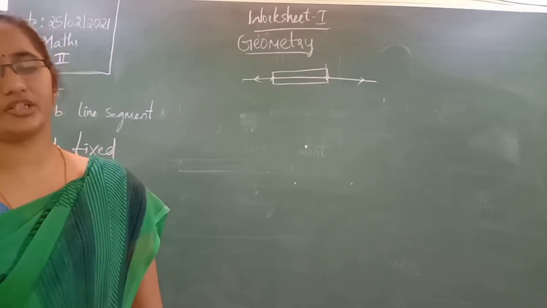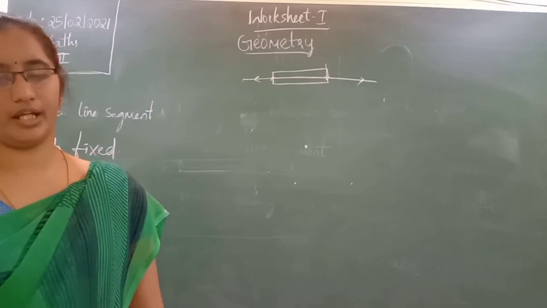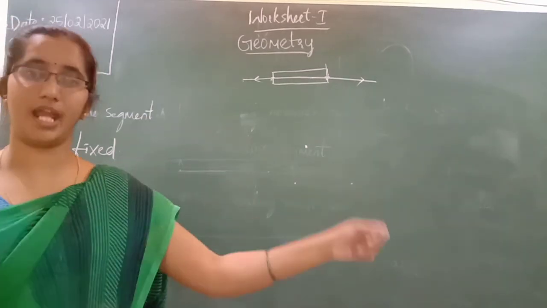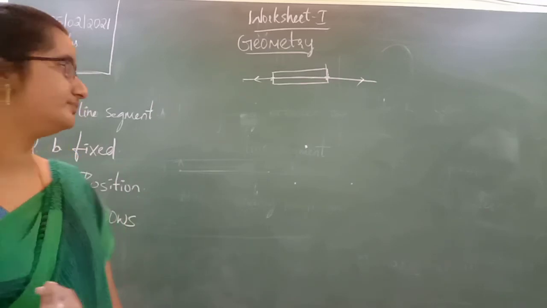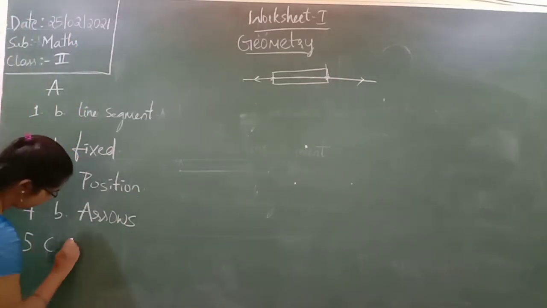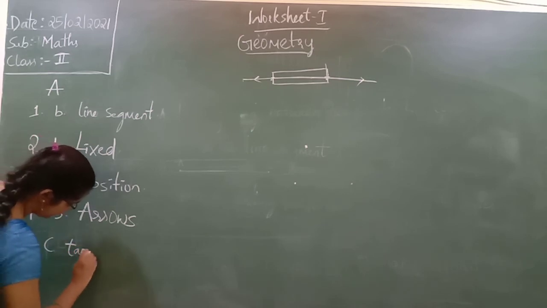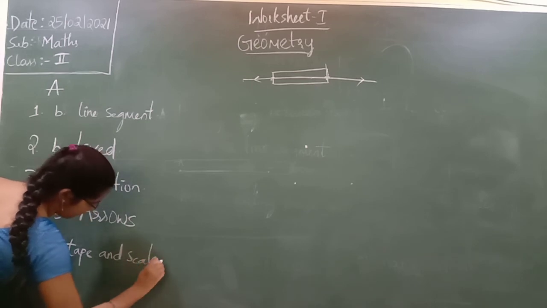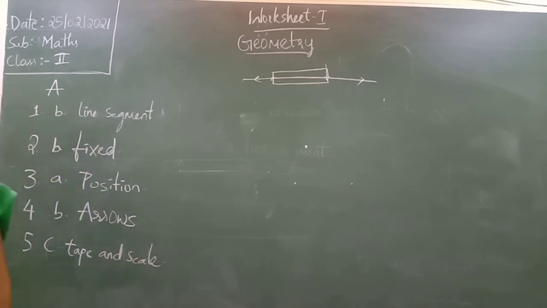A line segment is measured with a scale, tape, tape and scale. Both. You can use the scale or you can use the tape to measure it. So what is the fifth one? C, tape and scale.